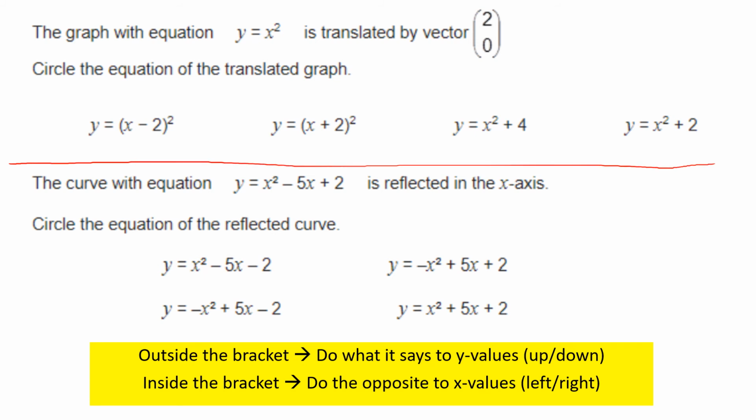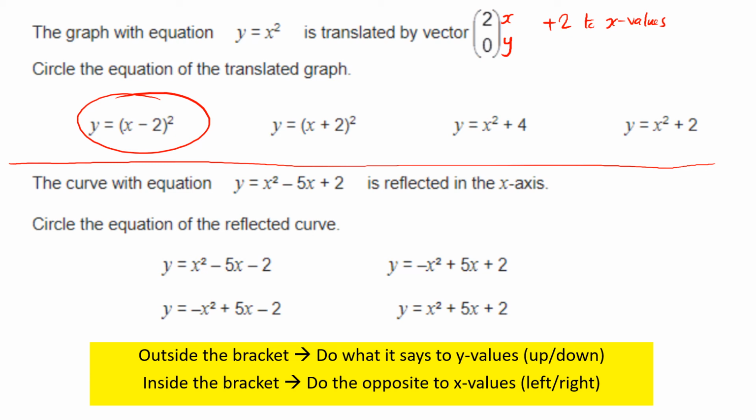We said the graph has been translated by the vector (2, 0). Now we haven't really looked at vectors yet, but the top value is x, the bottom value is y. So we could think about this as +2 to the x values. Inside or outside the bracket? Well, x values, that's inside. So we're down to these two options, and we want to do the opposite of +2, we want to do -2. So we're going to go with (x - 2) all squared.